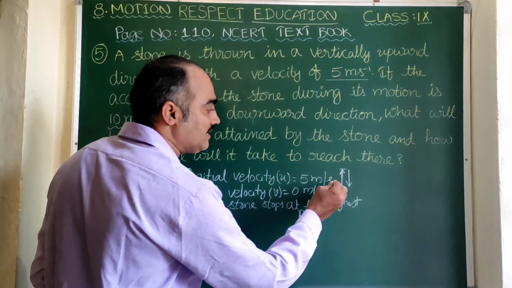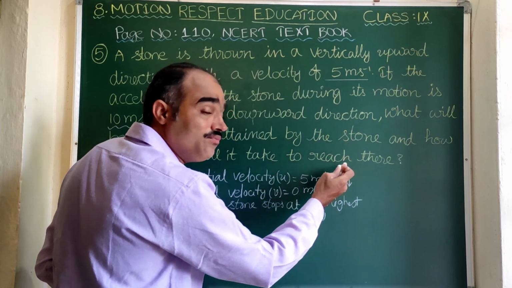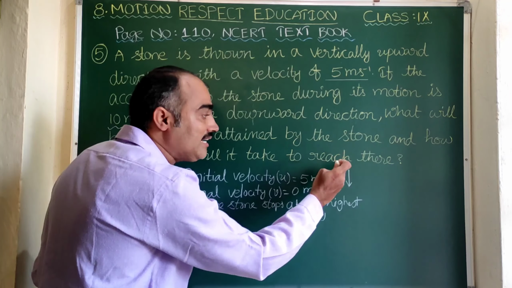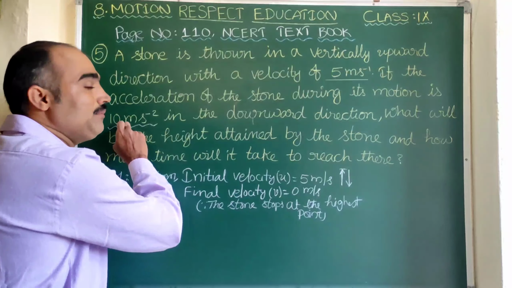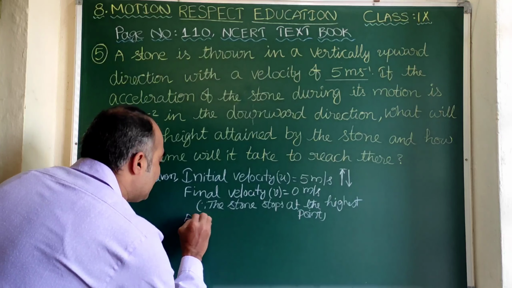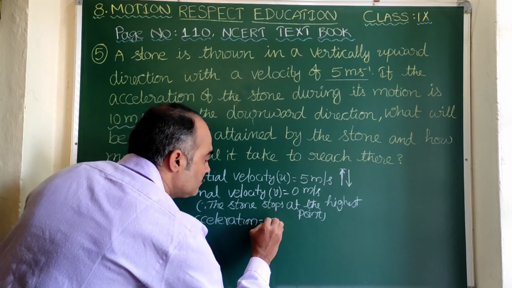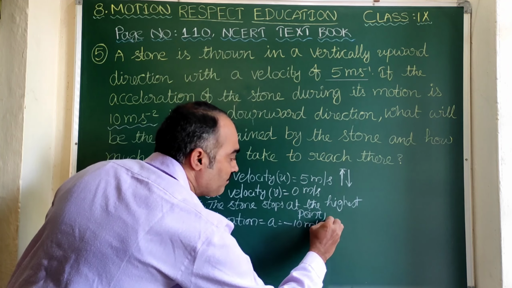And another reason is that as we are giving a force which is acting opposite to the force of attraction of the earth, so it is opposite to the earth's gravitation, so in that way also it can be taken as negative. So let us write here acceleration a is minus 10 meter per second square.